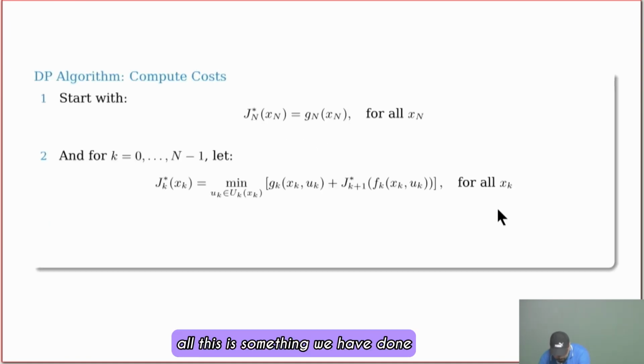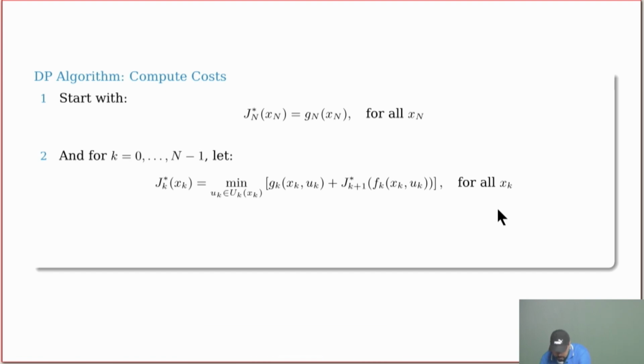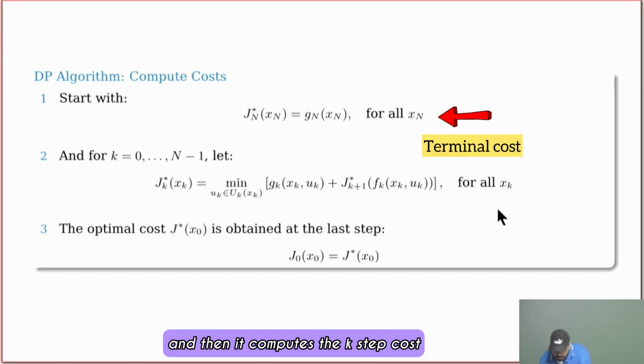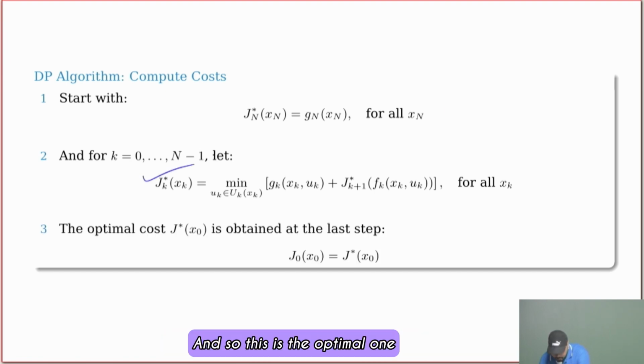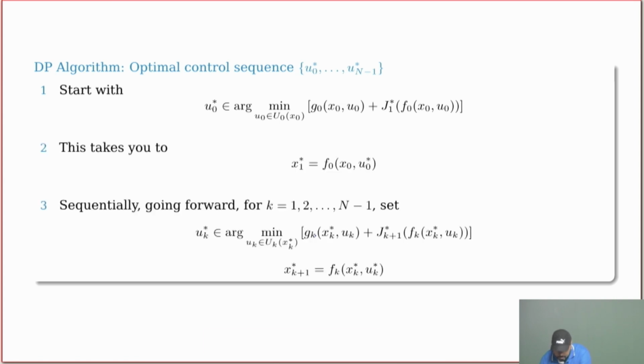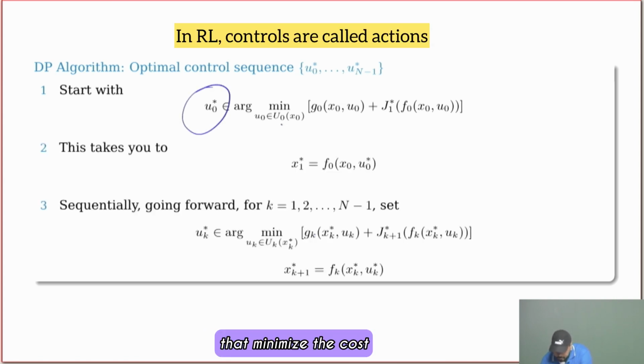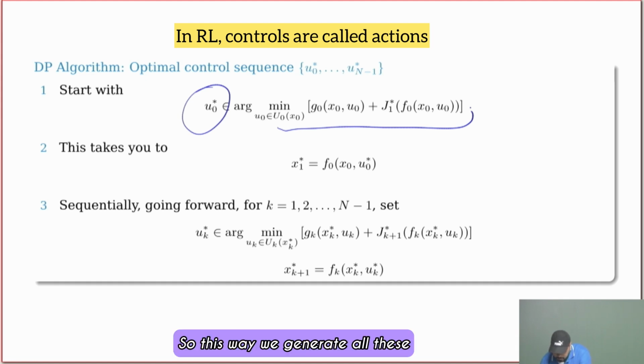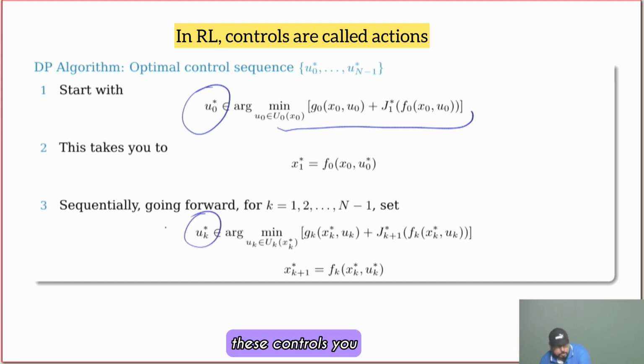All this is something we have done, and this is the DP algorithm. If you can recall, it starts from the terminal cost, and then it computes the kth step cost, and this is the optimal one. That's why we have a star here, and finally we get the final cost. And then after that we get the controls. Controls are the ones that minimize the cost. This way we generate all these controls u.